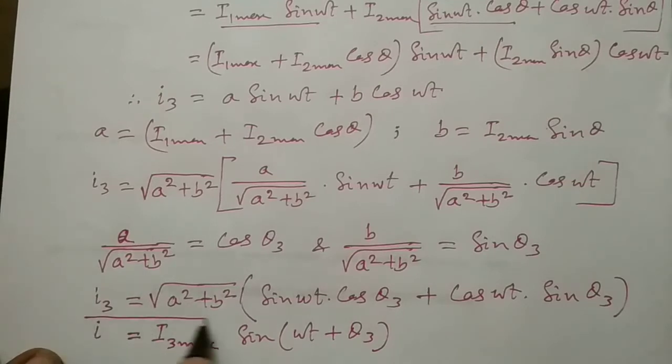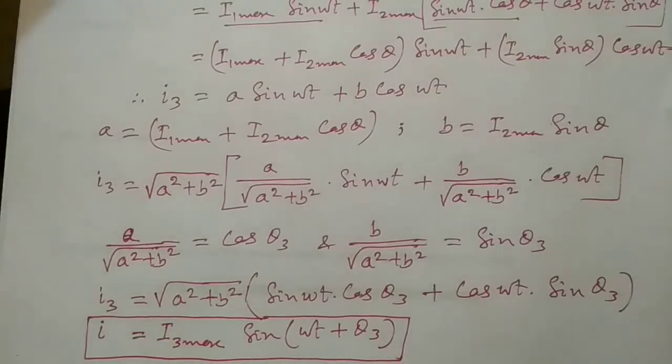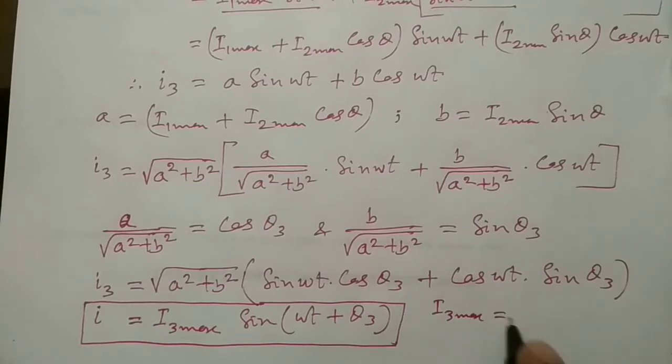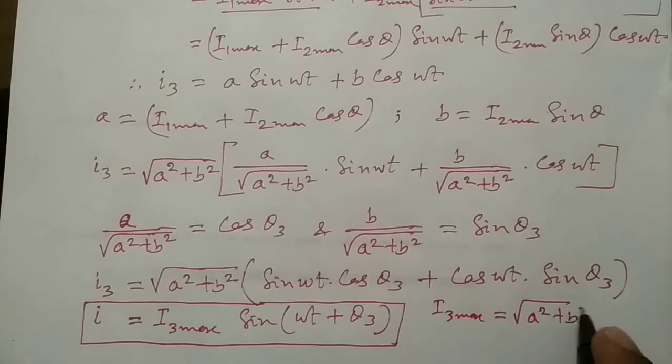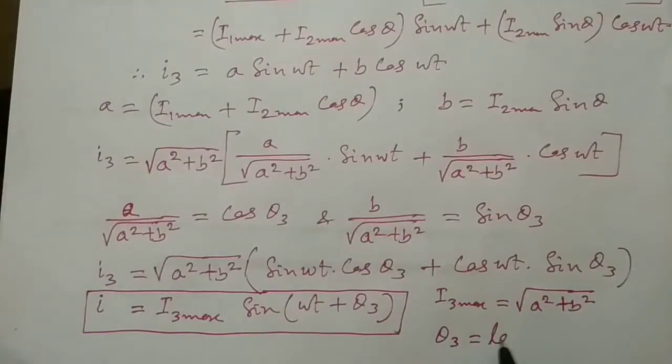So this will be the expression of the resultant current when we add I1 and I2. This will be our resultant current, where the value of I3 max is equal to square root of a square plus b square, and the value of theta 3 can be written as tan inverse b upon a.